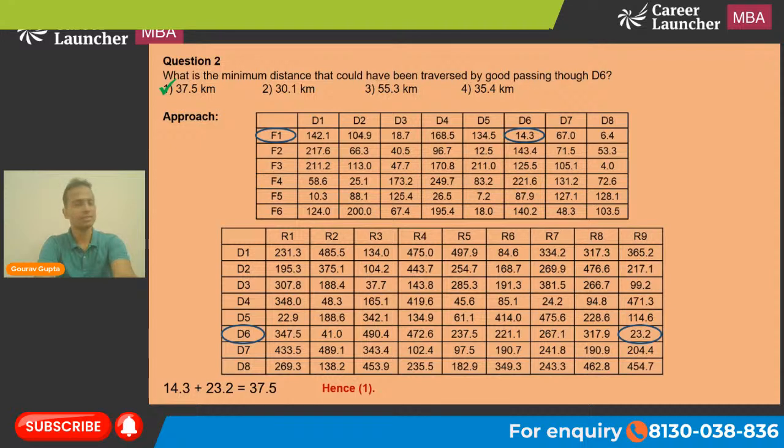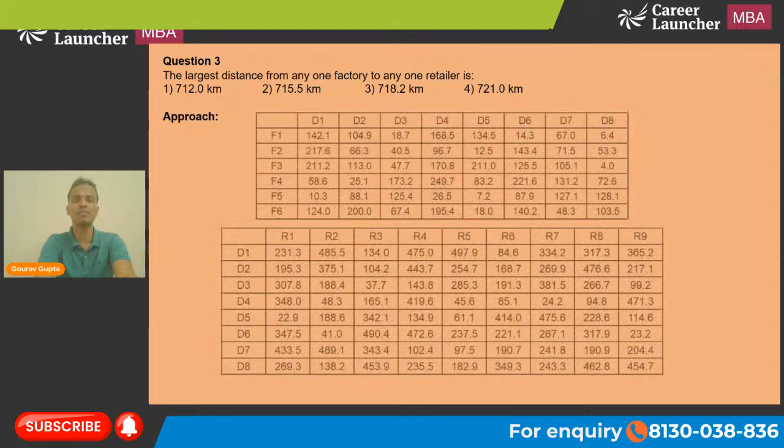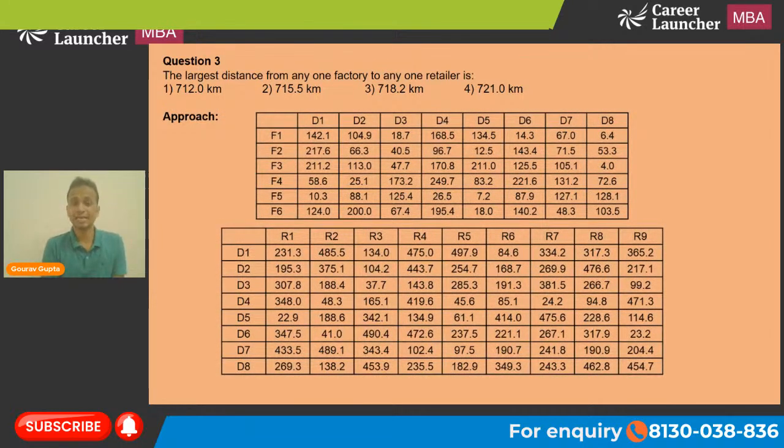All right, simple. So these two questions were easier as compared to the third question. The largest distance from any one factory to any one retailer. You can start from any factory, you can pass through any depot, you can deliver the goods at any of the retailers. Does not matter, we'll have to maximize the distance. Now this is slightly tough, okay? It's not tough, but there are huge amount of numbers that we'll have to look at, okay?